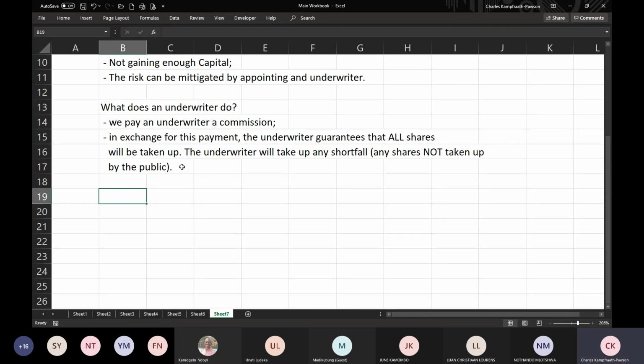So the only thing that you need to know here is that where an underwriter is involved, if the underwriter needs to take up shares, he will take them up at the same value as any other shareholder, and we will pay that underwriter a commission. The commission that we pay that underwriter will be a normal expense. Everybody happy with that?